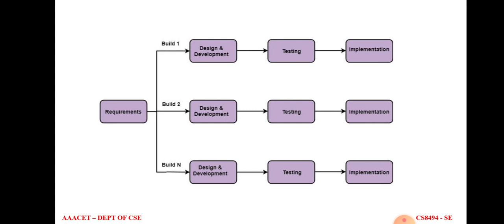In the first step, the first module is developed by following the steps of design and development, testing, and finally implementation and maintenance. After that, the second module is developed by the same process: design, development, testing, and maintenance or implementation. The same steps are repeated for the number of modules identified in the given project. That's why it is called a build-in. So this is the concept of the incremental model. We develop the product in an incremental manner.